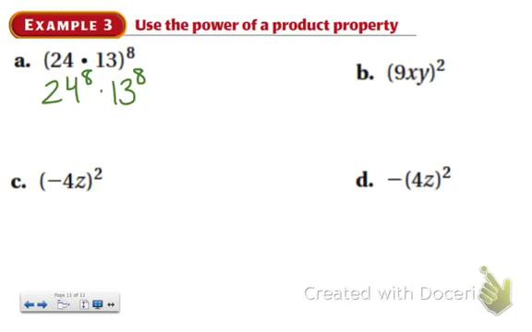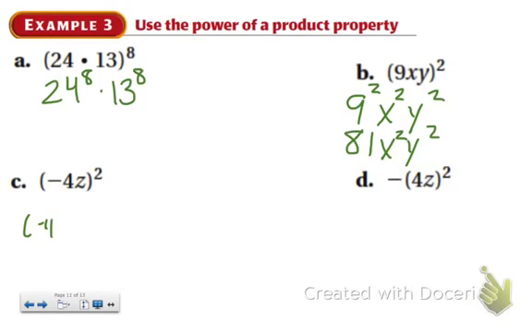9xy squared, here we have three things that are being multiplied, so the 2 has to go to all of them. So 9 squared times x squared times y squared, and 9 squared is just 81. So 81x squared y squared. C, we have negative 4z squared, so it's going to go to both. So we have negative 4 squared and z squared, while negative 4 squared is positive 16 z squared.